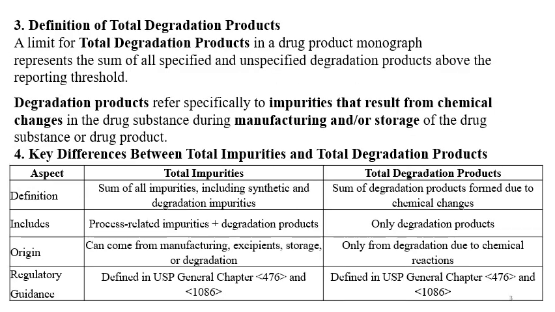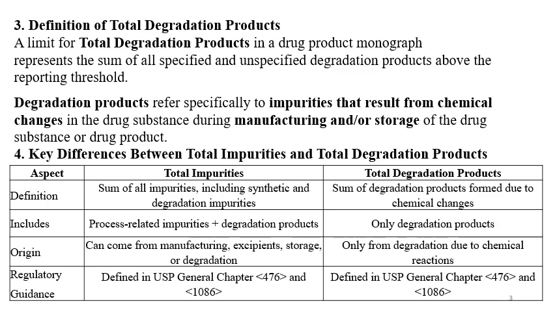Now, the definition of the total degradation products. A limit for total degradation products in a drug product monograph represents the sum of all specified and unspecified degradation products above the reporting threshold. In the previous slide, we saw total impurity is the sum of all specified and unspecified impurities above the reporting threshold, and this is for the degradation products.